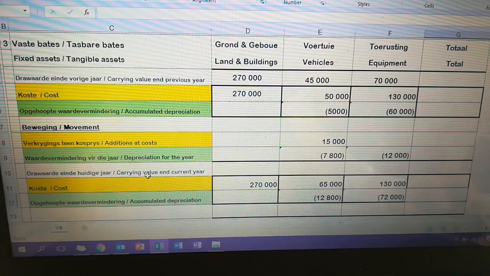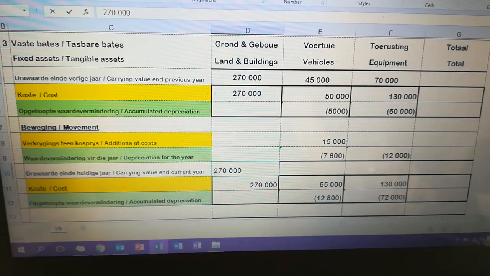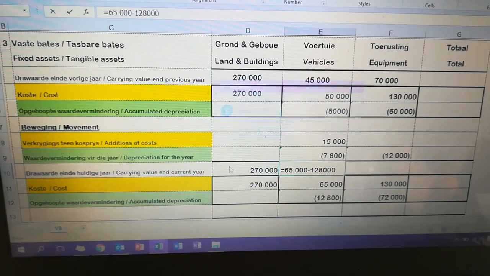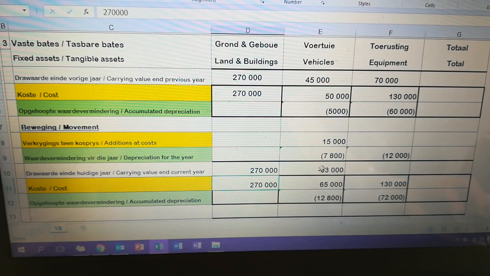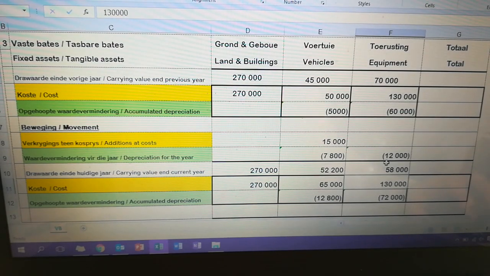And then also I need to calculate my carrying value. Land and buildings is just 270,000. Then for vehicles it's 65,000 minus my 12,800 rand, and that's 52,200, and then equipment will be 130,000 minus 72,000 rand, and that will be 58,000 rand. So my carrying value is just cost price minus accumulated depreciation.